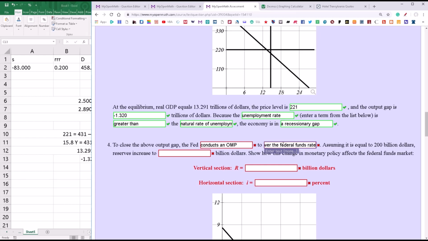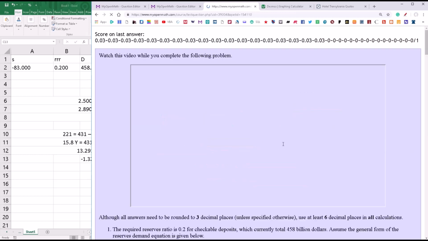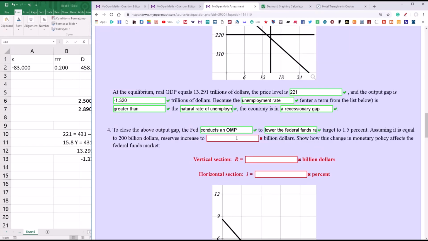Okay. Let's see if that works. And it looks like it did. So the Fed conducts an open market purchase to lower the federal funds rate target to 1.5 percentage points. So if the target is lowered to 1.5 percentage points, that means the discount rate, or where the reserve supply curve goes horizontal, is at 2.5 percentage points.